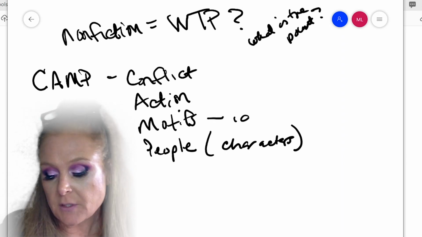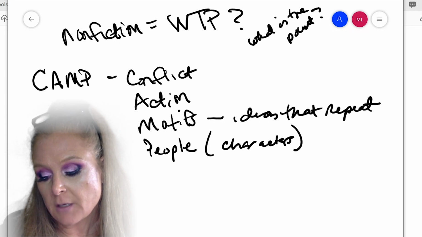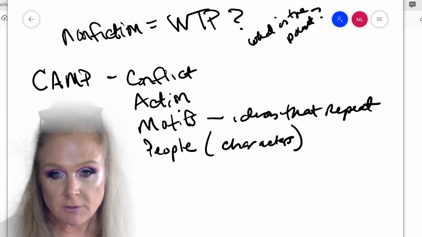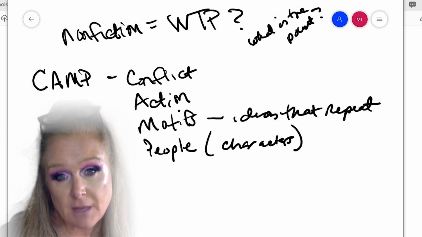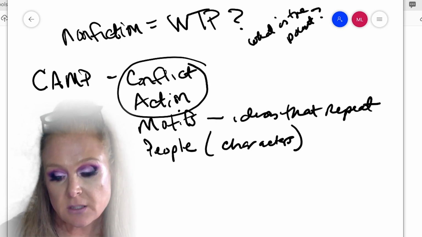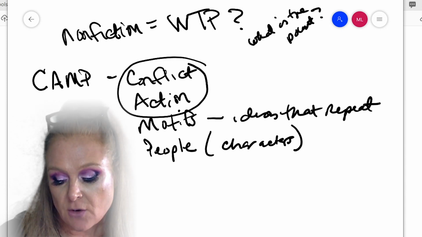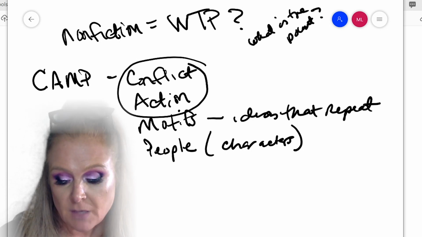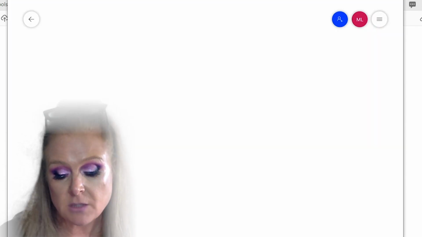And then motifs are ideas that repeat, okay? An idea that repeats, an event that repeats. It's not a word that repeats. It's not a thing that repeats. It's usually an idea or an event that will repeat. The conflict and the action are kind of connected. So when I'm reading a story, I'm looking at where's the conflict, where's the action, is there anything that's repeating, and is there anything significant about the characters? Because where those come together is where your theme is going to lie.